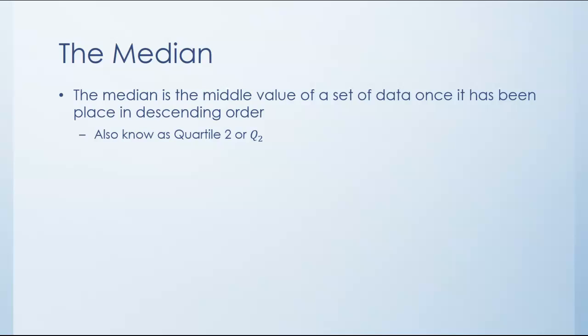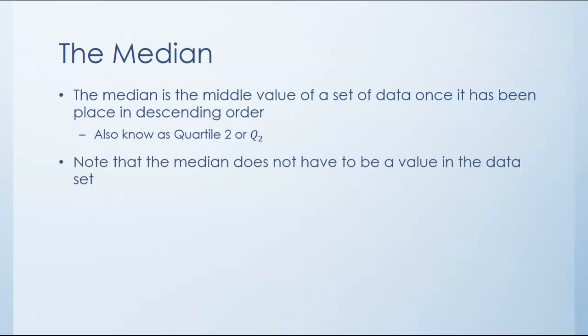One of the biggest things we have to remember to do when we are finding the median is to always place the data in order, meaning we want the smallest number to the largest number. We also talk about the median as being quartile 2, or Q2, sometimes referred to. Quartiles are something that we'll talk more about when we get into chapter 4, and we'll talk about what quartile 1 and quartile 3 are. But for now, let's just talk about median.